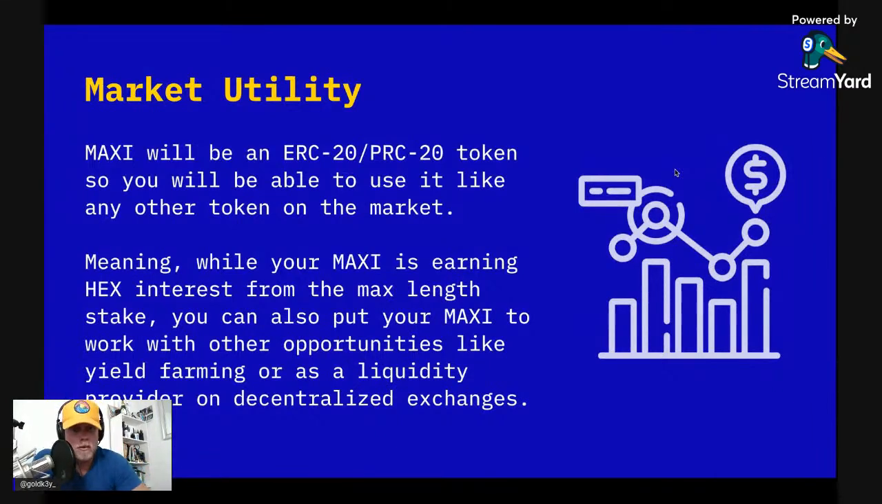Market utility. This is something I'm very excited about. Think of this as yield on yield. With Maxi being an ERC20, PRC20 token, you'll be able to use it like any other token on the market. Meaning while your Maxi is earning hex interest from the MaxLink stake, you can also put your Maxi to work with other opportunities like yield farming or as a liquidity provider on decentralized exchanges.